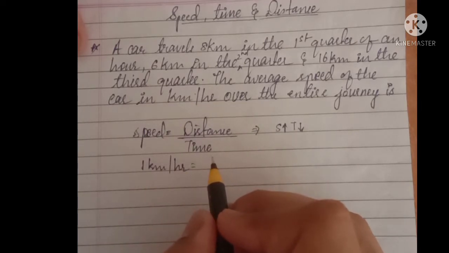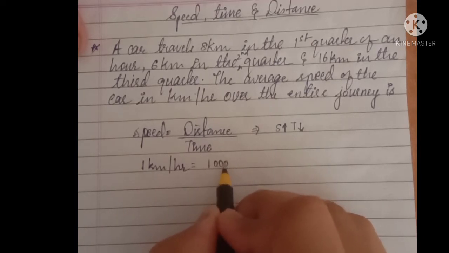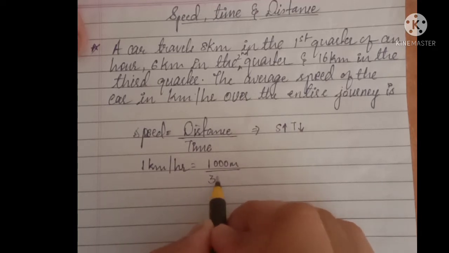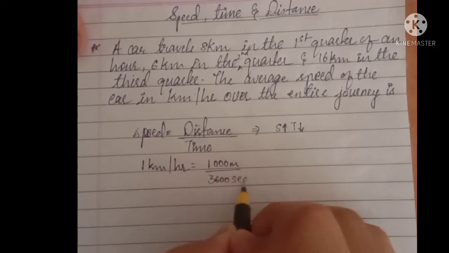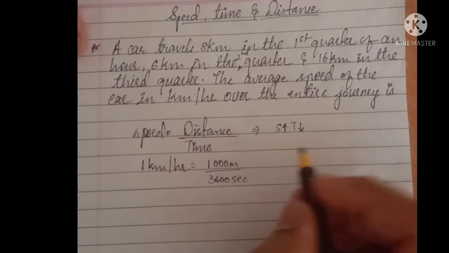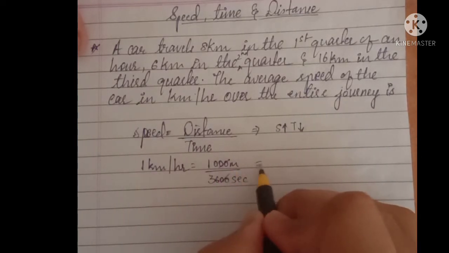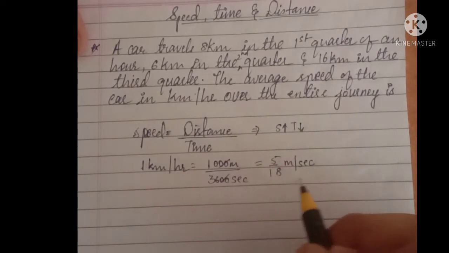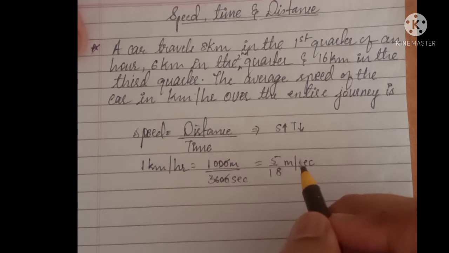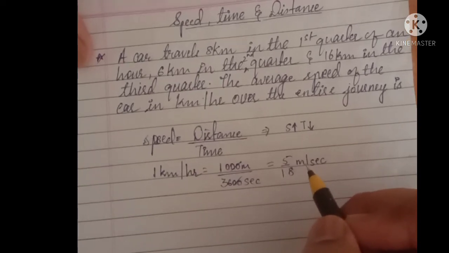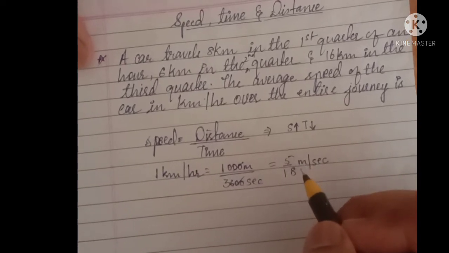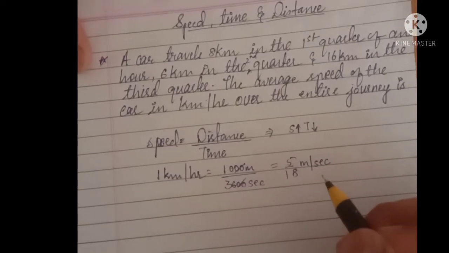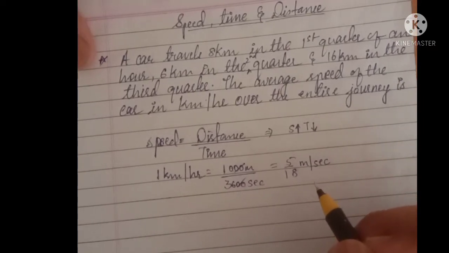Many times questions are asked in kilometers and meters, so you need to understand the basic conversion. So 1 kilometer is always 1000 meters upon 1 hour, which is 3600 seconds. So this will get cancelled, and you will get 5 by 18 meter per second. So 1 kilometer per hour is equal to 5 by 18 meter per second. Clear? I think this much is clear to all, right? Now we'll proceed with the question.